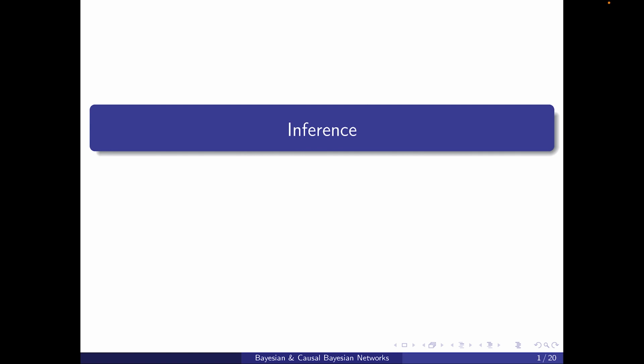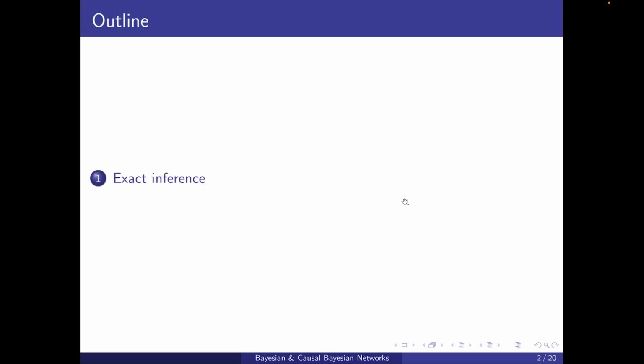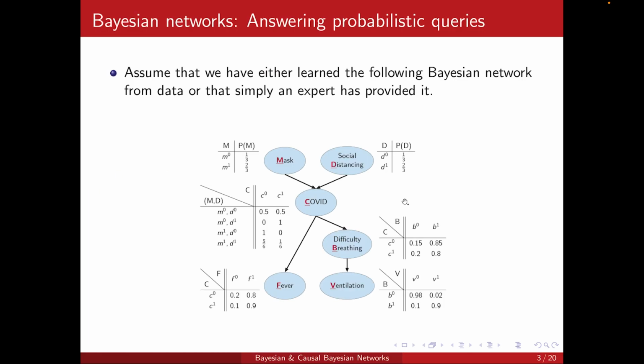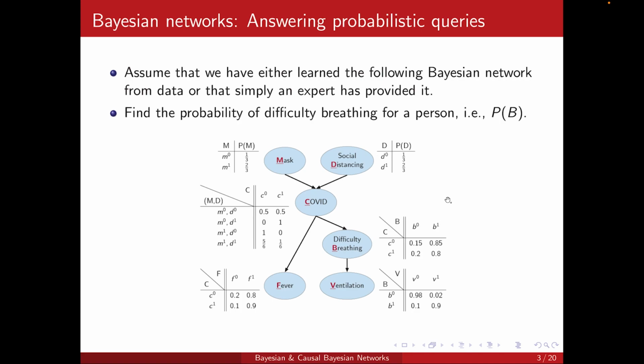Hello and welcome to the Inference chapter, section 1, exact inference. Assume that we have either learned the following Bayesian network, for example, by structure learning, parameter learning, or that simply an expert has given it to us. So the question is, what can I do with this Bayesian network?